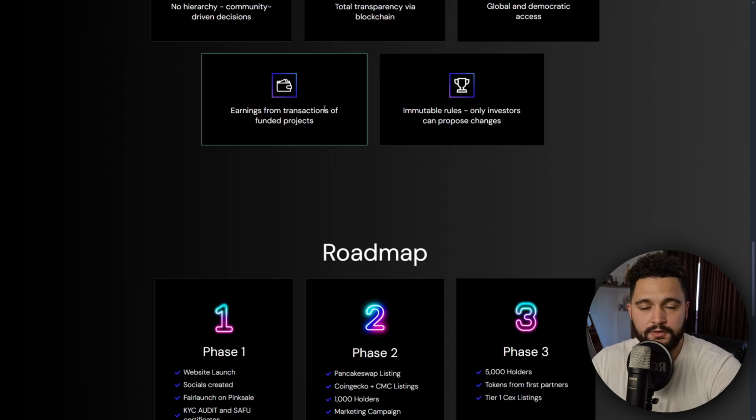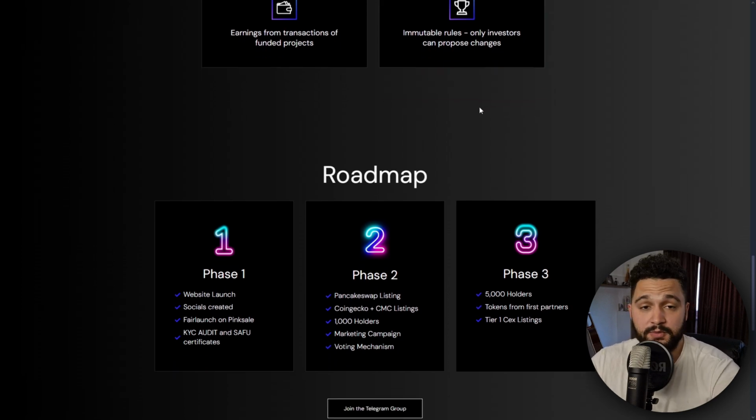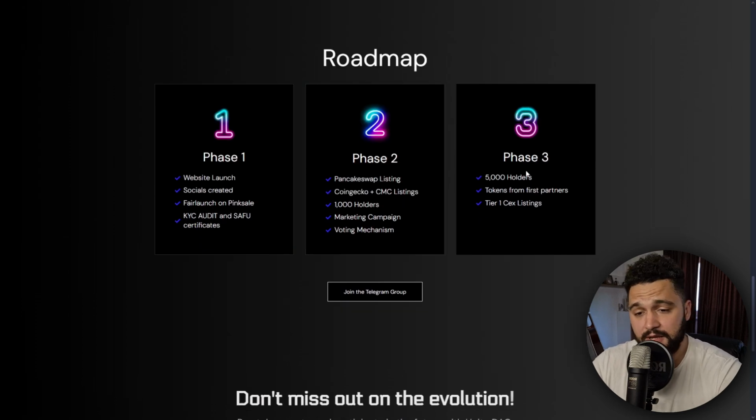So also the utility that is helping the projects is giving benefits to Unity. Immutable rules, only investors can propose changes, so you need to be invested, you need to be a real part of this project to be part of decision making.